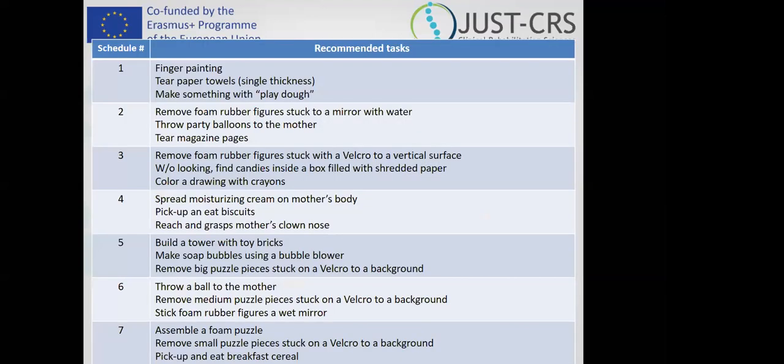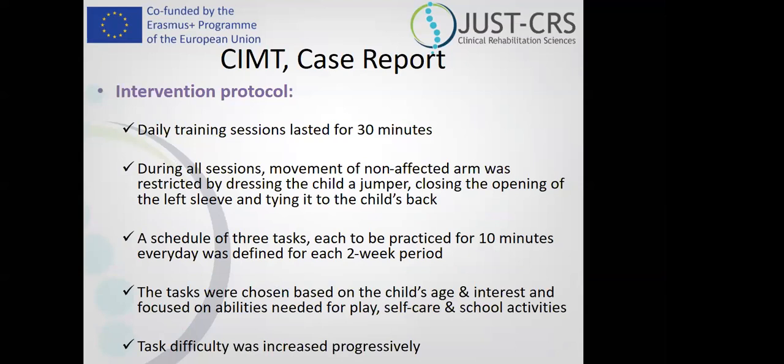The intervention protocol was a daily training session lasting 30 minutes. During all sessions, movement of the non-affected arm was restricted by dressing the child in a jumper, like a jacket, closing the opening of the left sleeve and tying it to the child's back. A schedule of 3 tasks, each to be practiced for 10 minutes every day, was defined for each 2-week period.